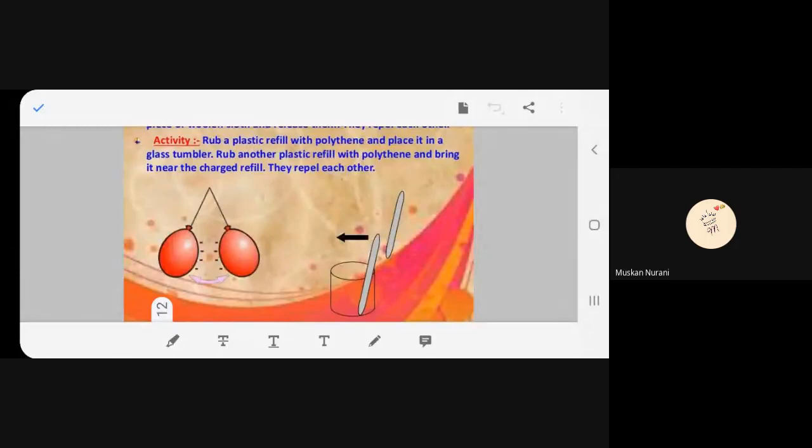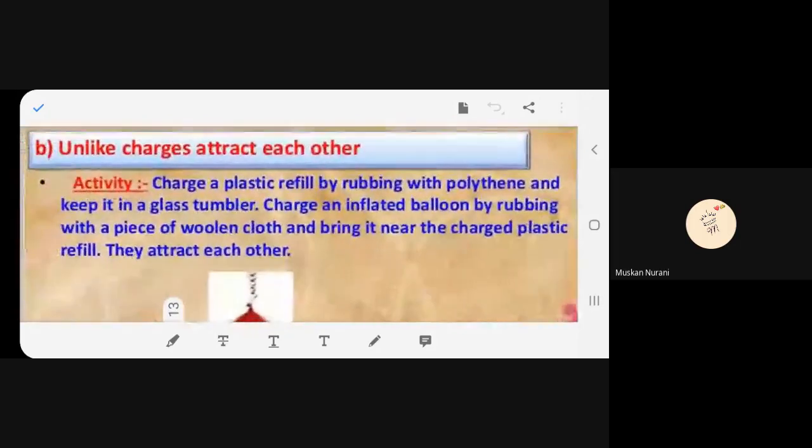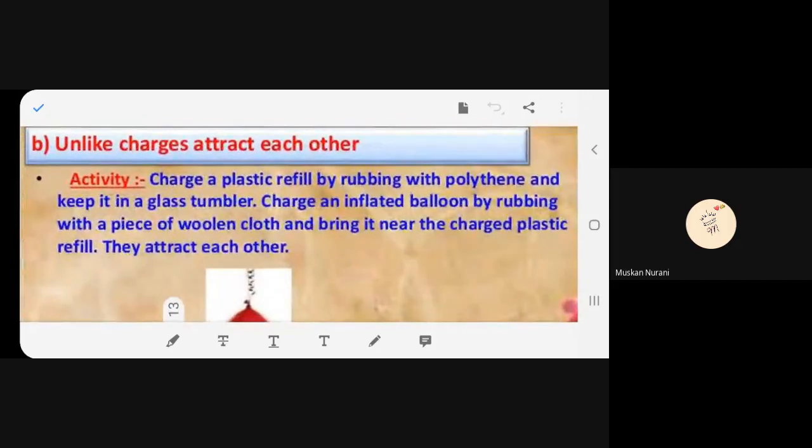Any problem, beta? Now we see how the attraction takes place. Unlike charges attract each other. Activity: charge a plastic refill by rubbing with polythene and keep it in a glass tumbler. Charge an inflated balloon by rubbing with a piece of woolen cloth and bring it near the charged plastic refill. They attract each other.